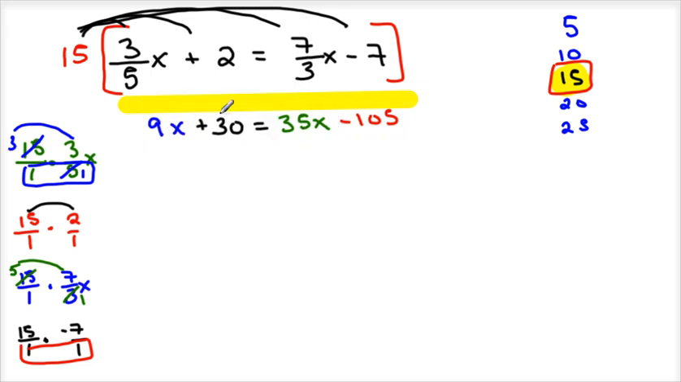I'm going to bring my 9x over to the right. It doesn't matter where you bring it. I'm just bringing my smaller one over. So minus 9x. Okay, so this all should be somewhat familiar.